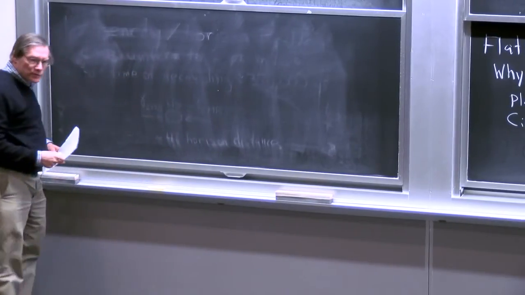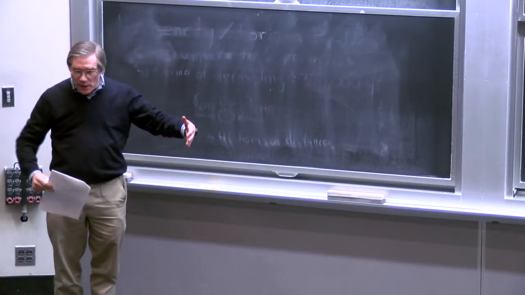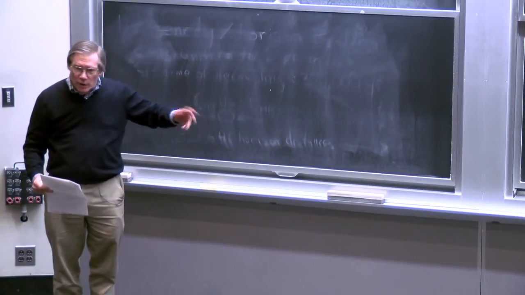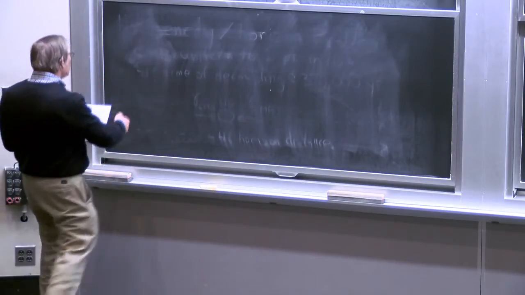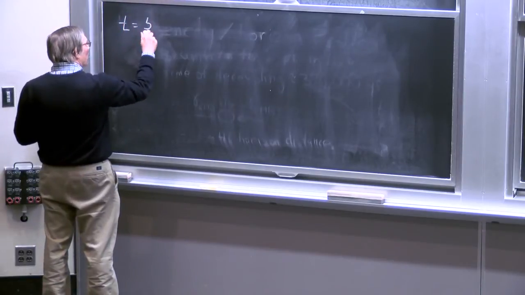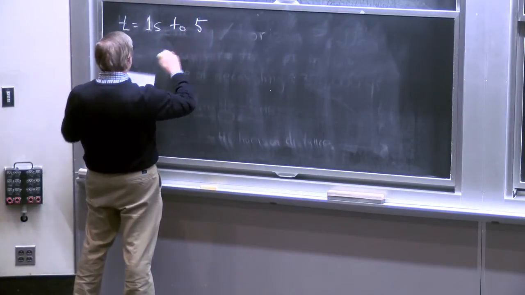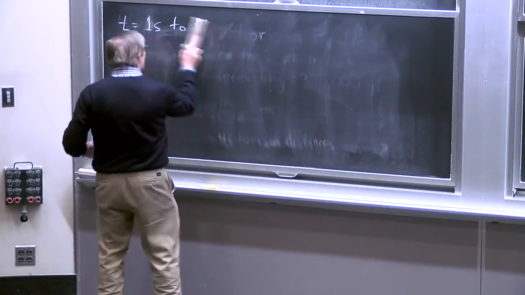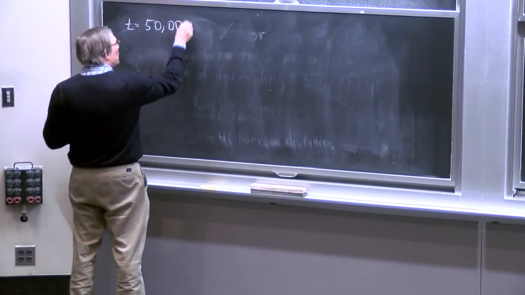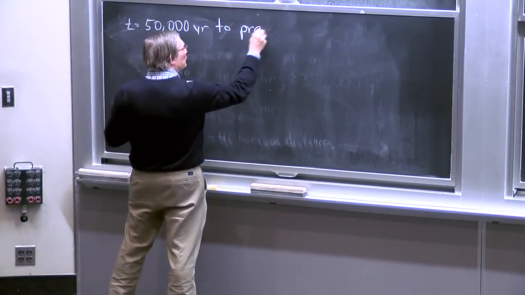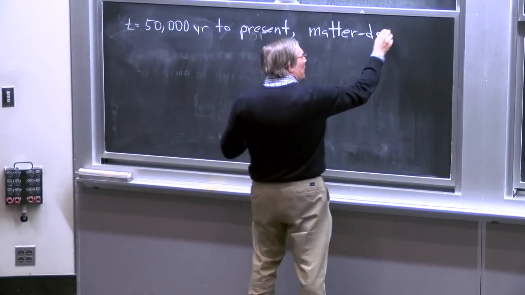So I'm going to divide the time interval between 1 second and now up into two intervals. From 1 second to about 50,000 years, the universe was radiation dominated. We figured out earlier that the matter-radiation equality happens at about 50,000 years. I think we may have gotten 47,000 years or something like that when we calculated it. I'm going to start with the present and work backwards. So for t equals 50,000 years to the present, the universe is matter dominated.